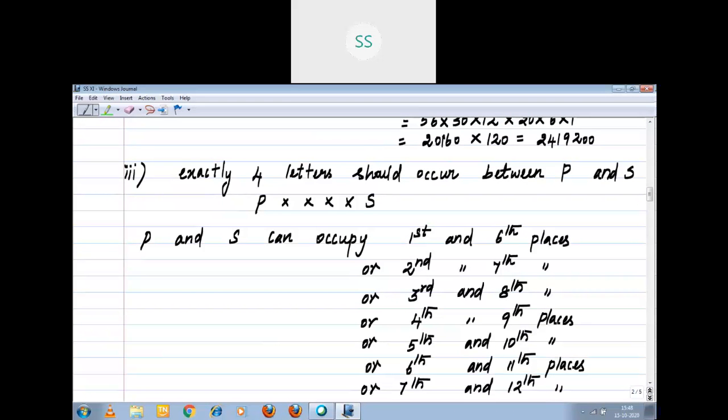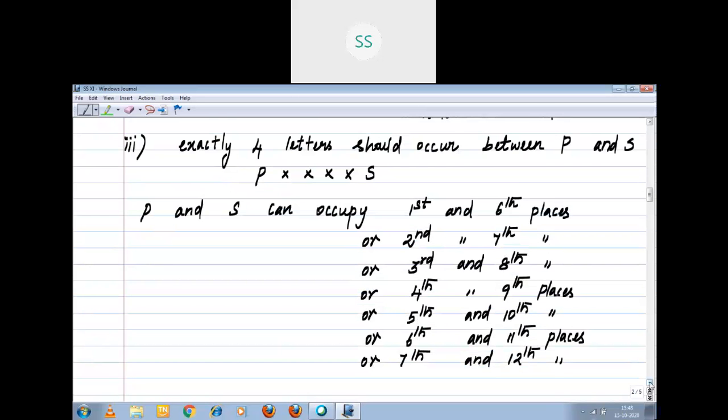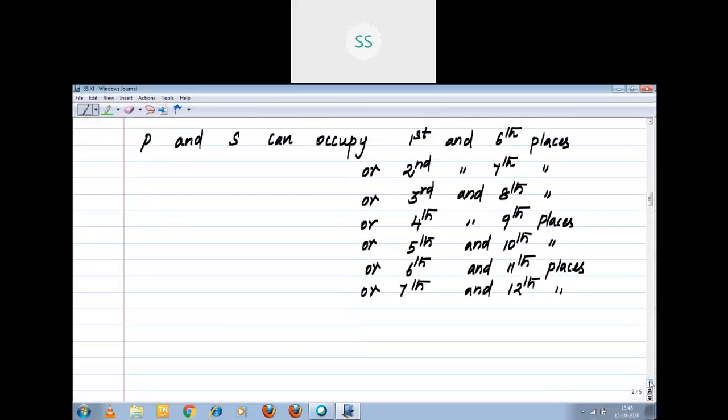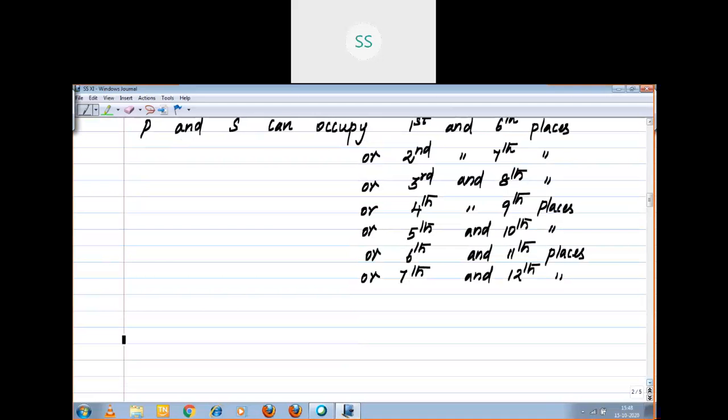P and S can occupy first. This is one type. It can be interchanged. S should be in the first, P should be in the sixth. S should be in the second, P should be in the seventh. Like that, twice times you will arrive, right? See here.